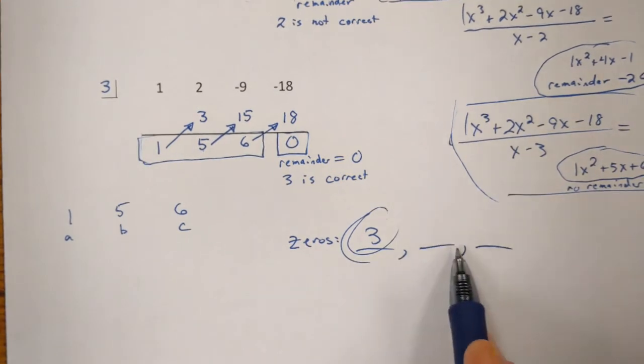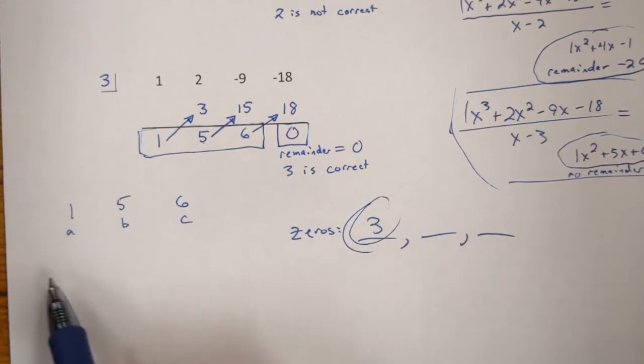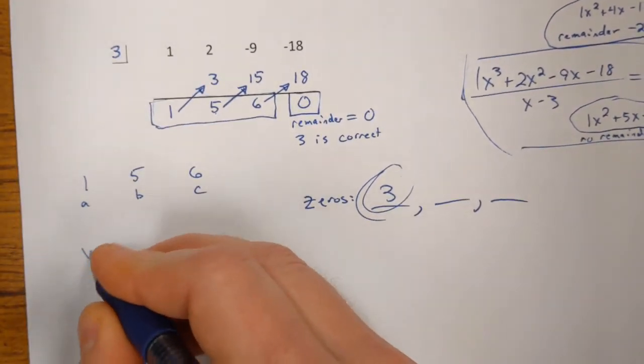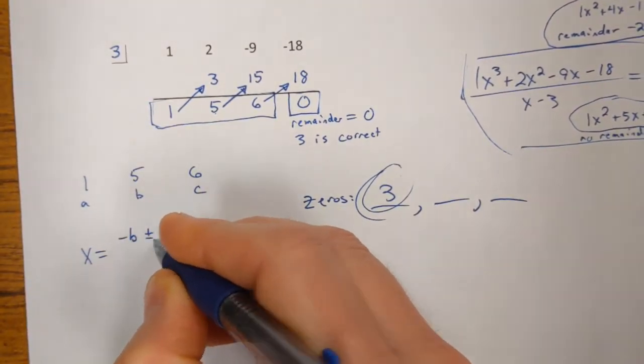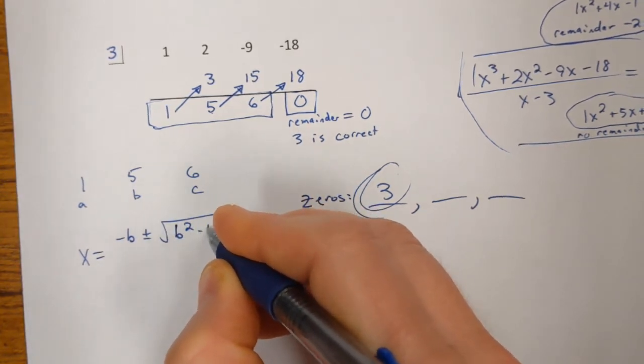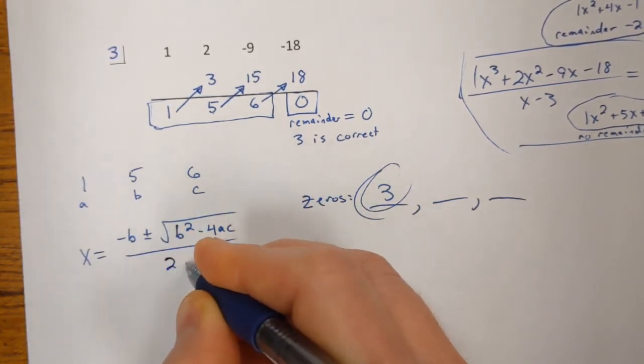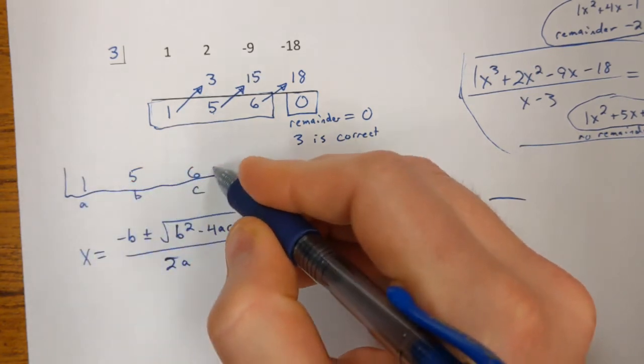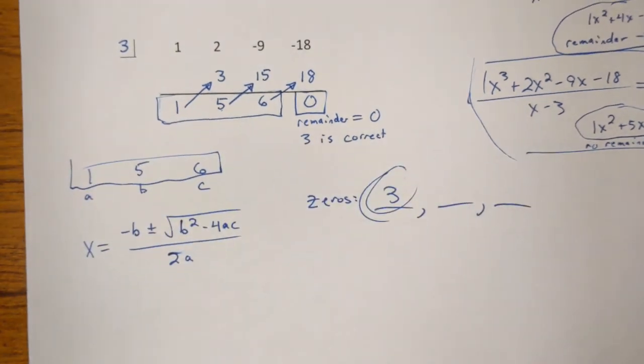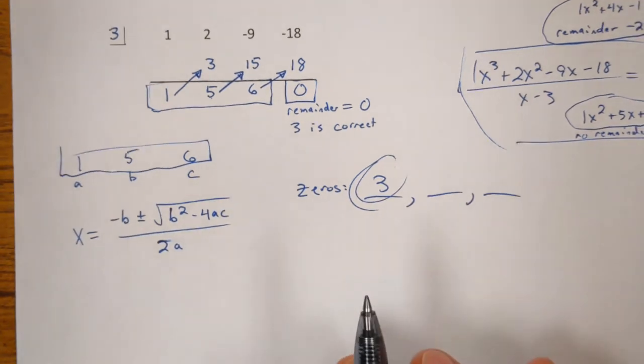And in order to get our last two answers, our last two zeros of the function, we're going to do the quadratic formula using 1 and 5 and 6. Now that will give us our last two answers. I'm not going to show you every single step. Let me write a few of these in.